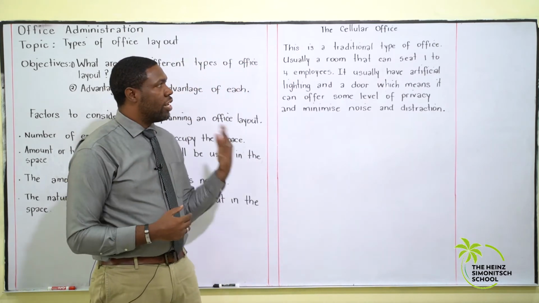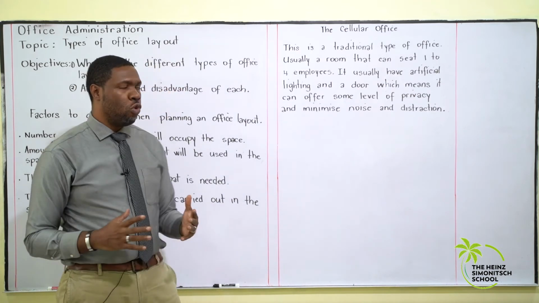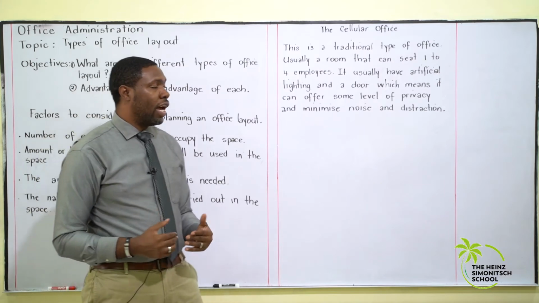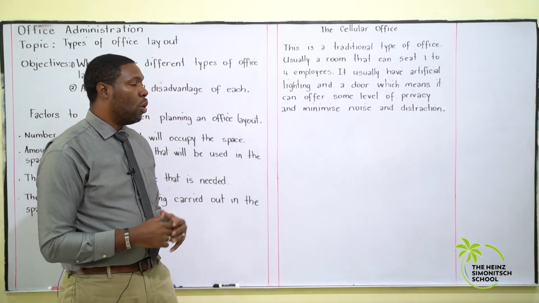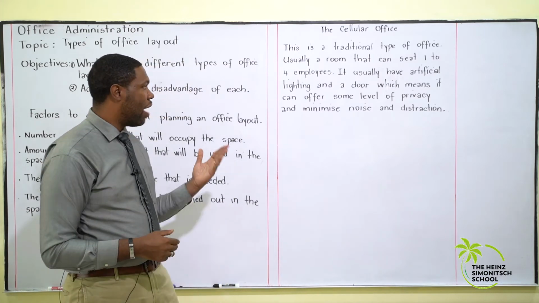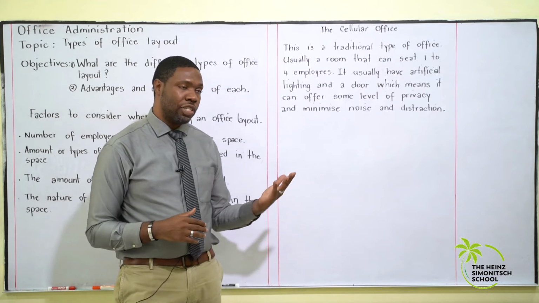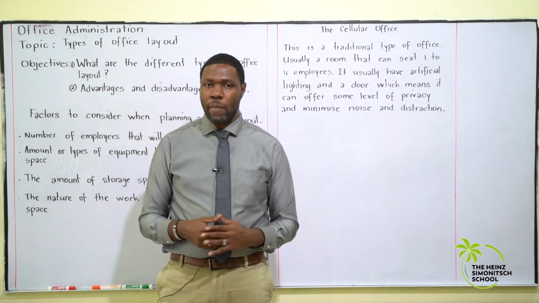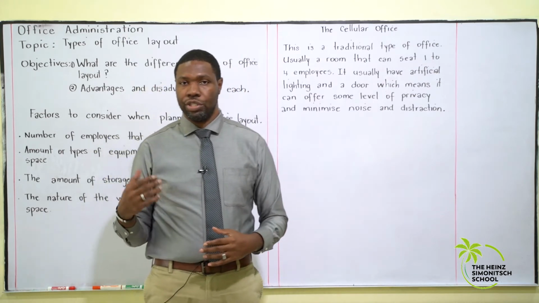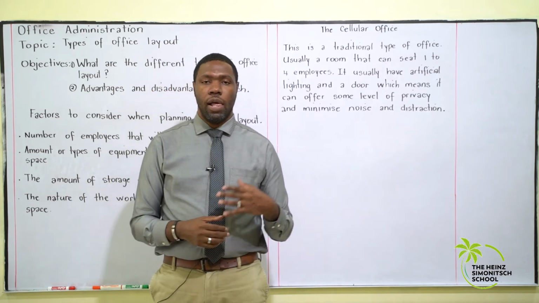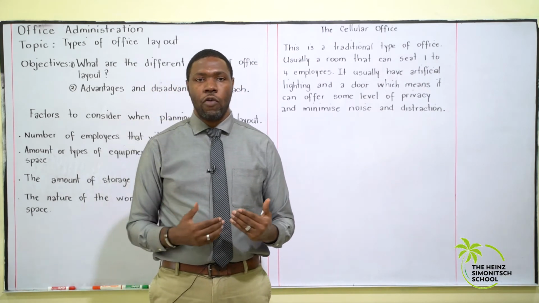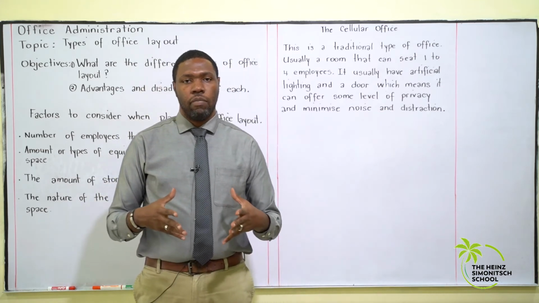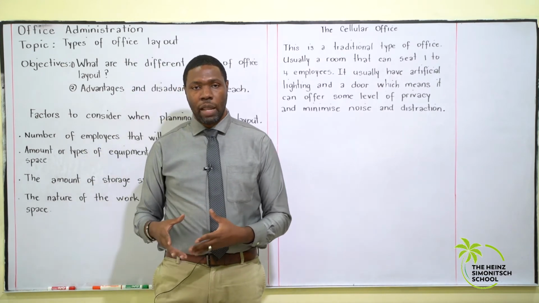So the first type of office layout we're going to look at is the cellular office. Now this is a traditional type of office, usually a room, that can seat 1 to 4 employees. It usually has artificial lighting and a door, which means that it can offer some amount of privacy and minimize noise and distraction. Now, in the cellular office, you find office equipment such as desks, chairs, maybe a computer, a photocopy machine, equipment that is required to carry out specific functions. So each office will have equipment that will match the nature or the needs of that particular office.